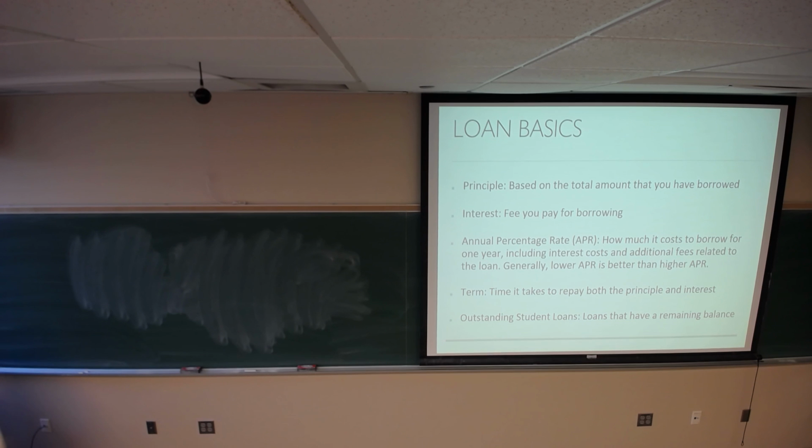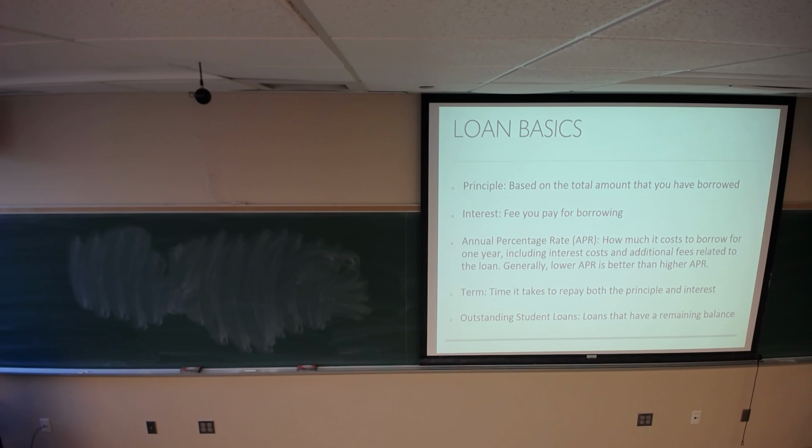Your annual percentage rate, or your APR, is essentially how much it costs for you to borrow for 1 year, written as a percentage. Generally, a lower APR is better than a higher APR, because you're going to be paying less in interest. Your APR includes your interest costs and any additional fees that are related to your loan. So the term of your loan is generally the time it takes you from when you graduate college, or you're no longer enrolled at half-time, and until you pay off the entirety of your loan.